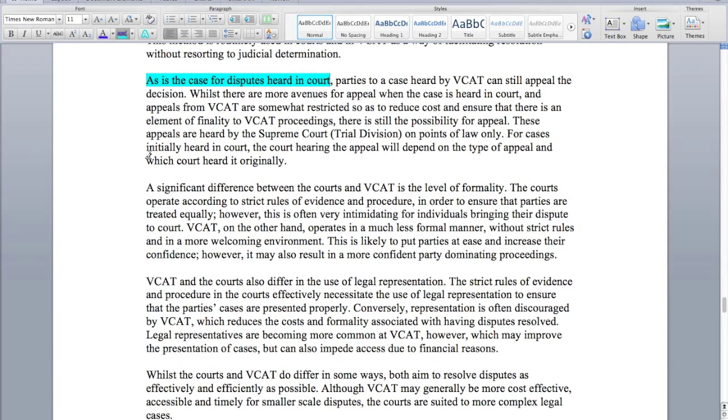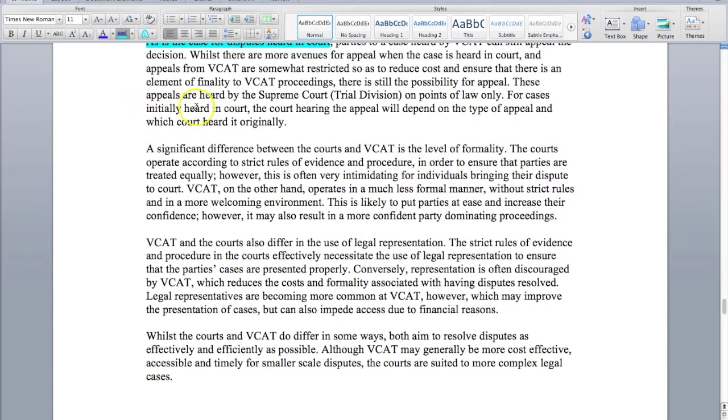So not only are appeals available in both courts and VCAT, we need to think about how they're both available. And we know that they're more available in courts. There are more avenues, more ways to appeal than there are in VCAT. It's limited there so that costs are low and so there's finality. That is really important to talk about here, because you want to show that you understand why and you understand how. I've also made sure that I've differentiated between the approach of VCAT and then here the approach of court to make sure that I'm getting both of the marks for the similarity.